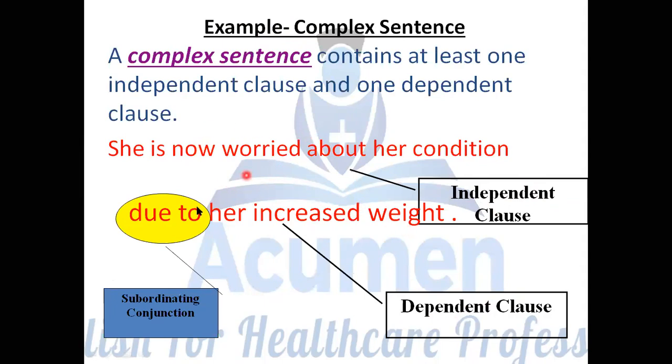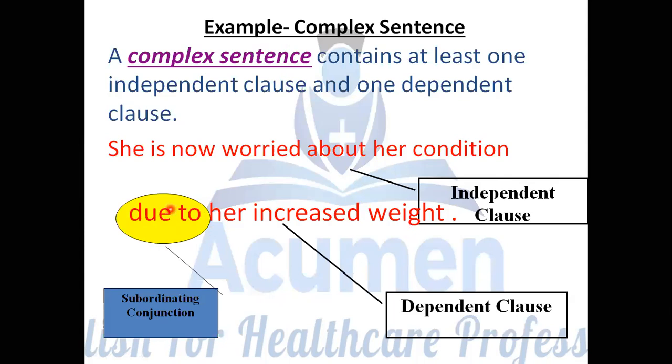So there are different conjunctions that we use to make complex sentences. There are conjunctions for reason, there are conjunctions for purpose, there are conjunctions to show contrast. So that part will continue in the next session.